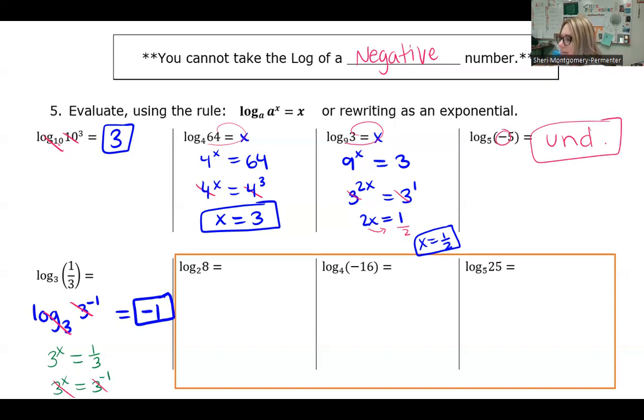I would like for you guys to take a moment and try to do the next 3. So try it first on your own and then look over and see if the person next to you is getting the same thing. Talk about it.